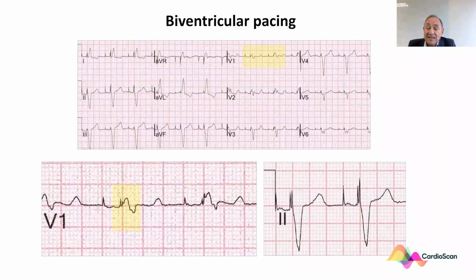The other feature is that we can see 2 stimulus artifacts on the QRS. Firstly, we can see the atrial pace. Then where we red highlight here, you can see two spikes. The first is the left ventricle and the second is the right ventricle.